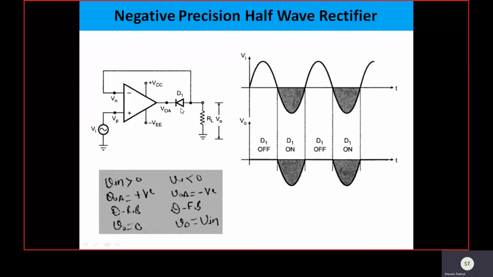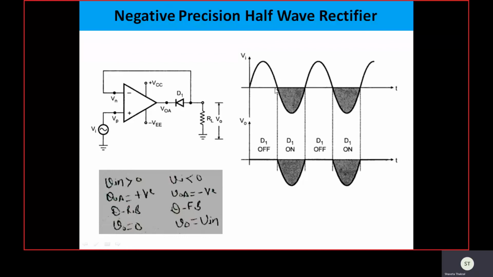So this diode will now be forward biased. And when this diode gets forward biased, it behaves as a short circuit. So in this way, the feedback loop gets established and the circuit behaves as a voltage follower. And when the circuit behaves as a voltage follower, the output obtained will be the same as the input.